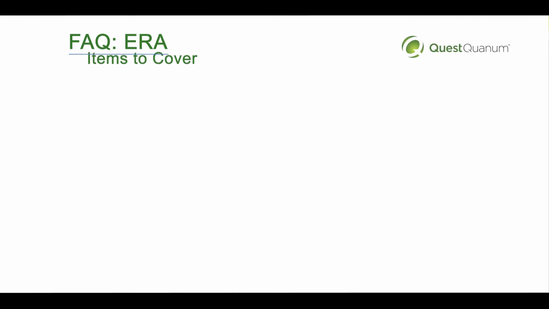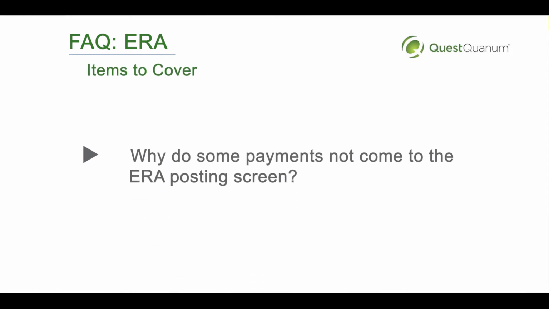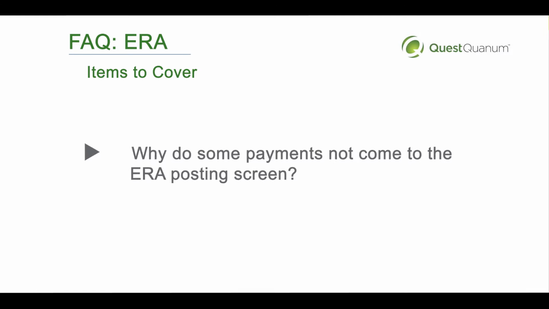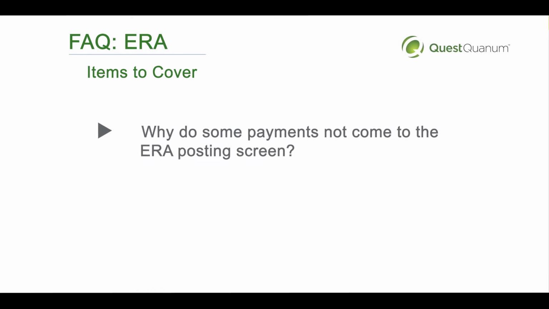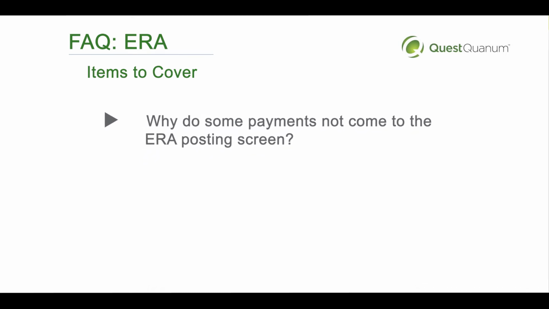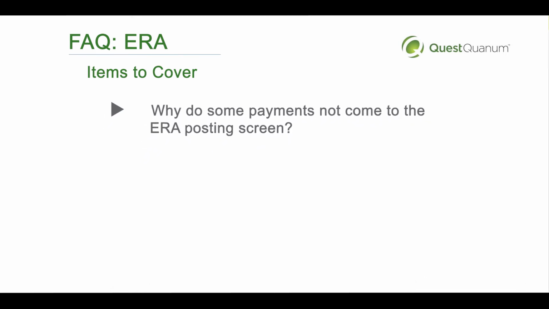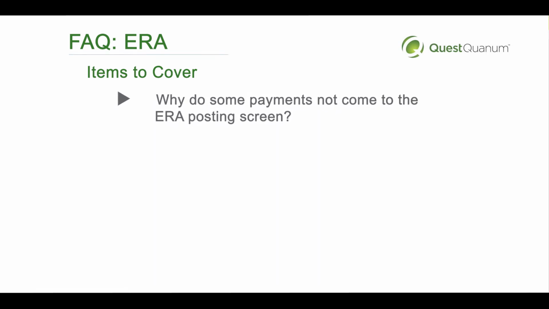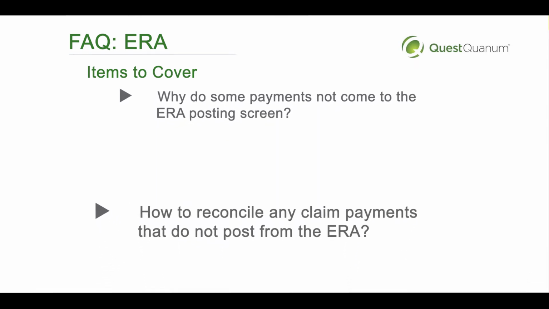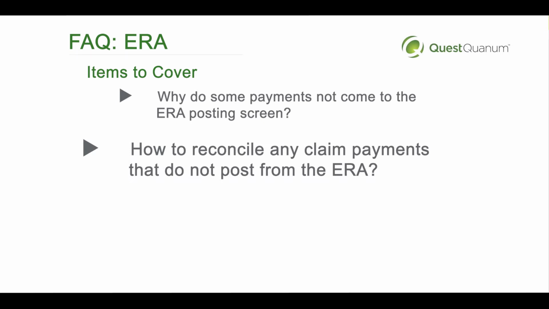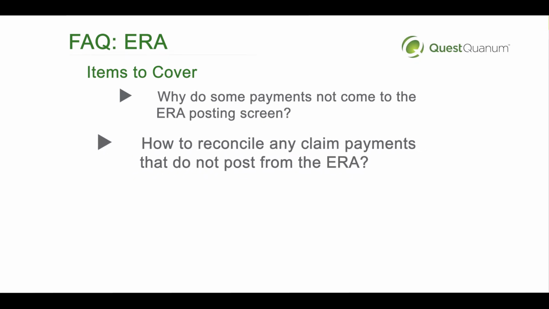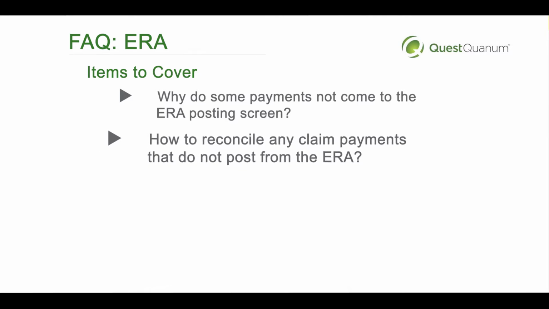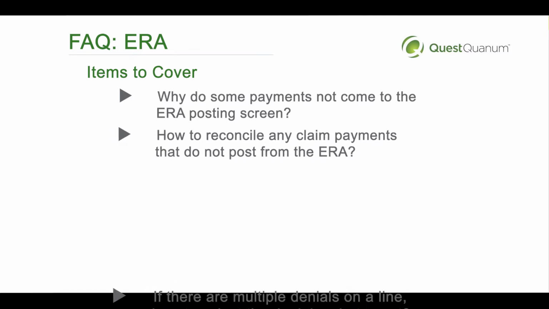The items we're going to cover in the video are: why do some payments not come over to the ERA posting screen, though you see them on the main ERA screen, but they don't come over for posting, and so they never post when you process the ERA. How to reconcile any claim payments that do not post from the ERA. So if there's any claim payments that do not post after you process, how you can find those payments.